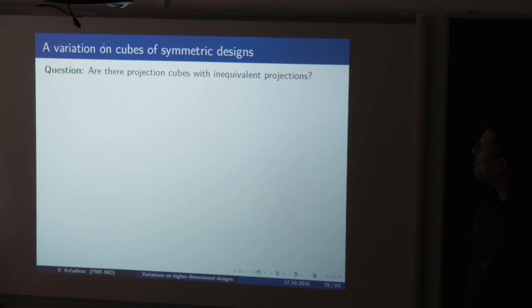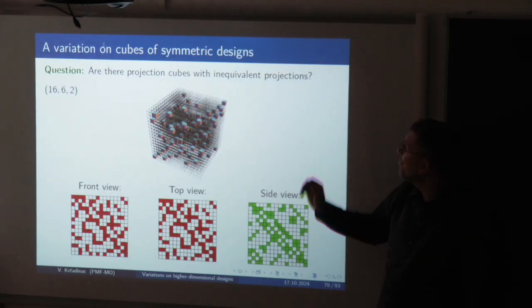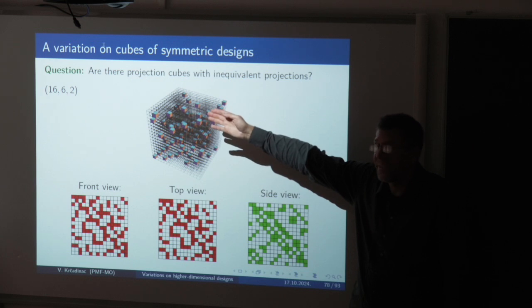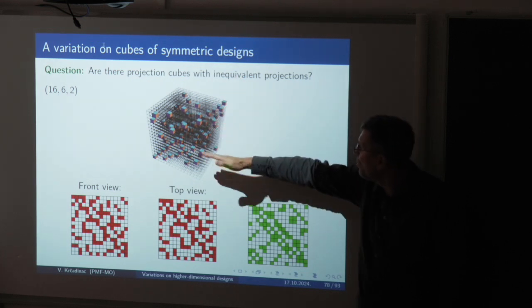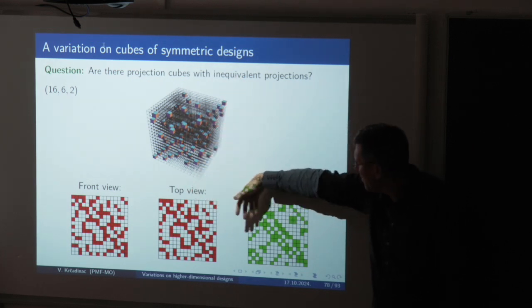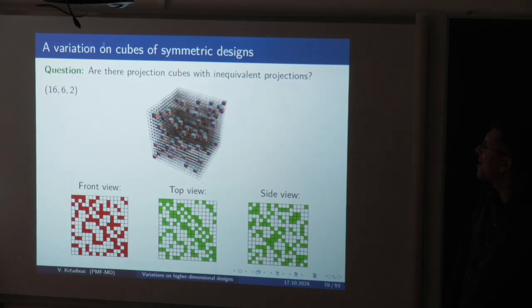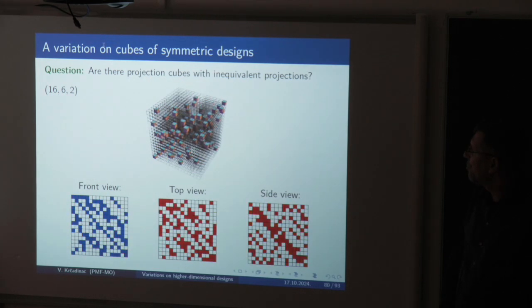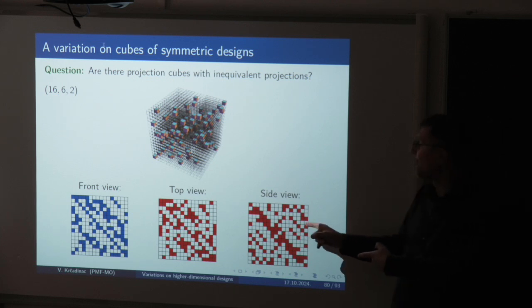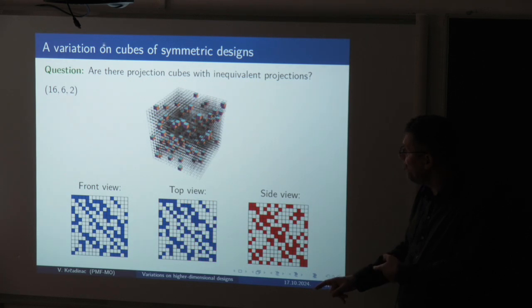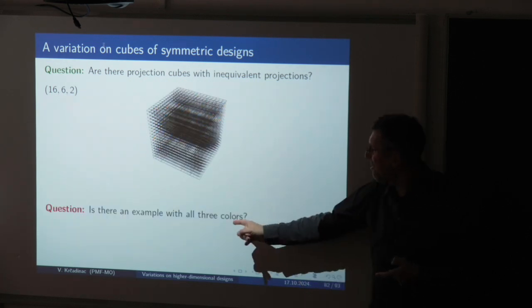Are there any projection cubes with inequivalent projections? I have an example, of course, for 16, 6, 2, where in two directions you get the red design, in the third you get the green one, or you can also do an example like this. And I can also do red and the blue, because there are groups which allow for both types of difference sets. I do not have an example where all three colors appear.